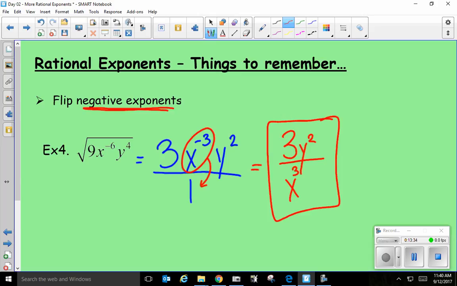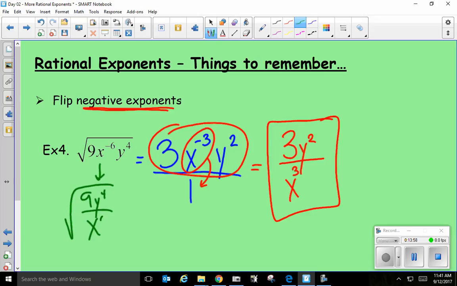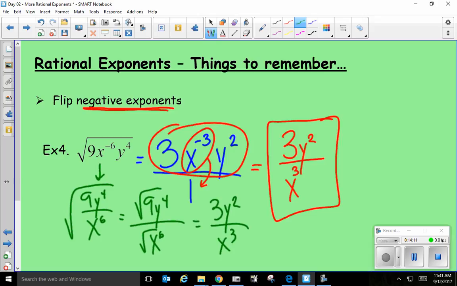That's it. Now, I could have created a fraction because we knew the answer to this, and this probably would have been the easier way to go. Get your 3x to the negative 3 and y squared first and flip it. But some people will look at this and want to deal with this negative 6 first, and they'll say this is the square root of 9y to the 4th over x to the 6th, which you do radical top over radical bottom, which would still give me 3y squared over x cubed. You get the same answer.